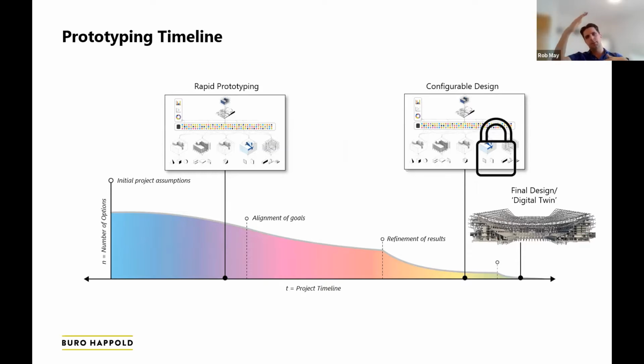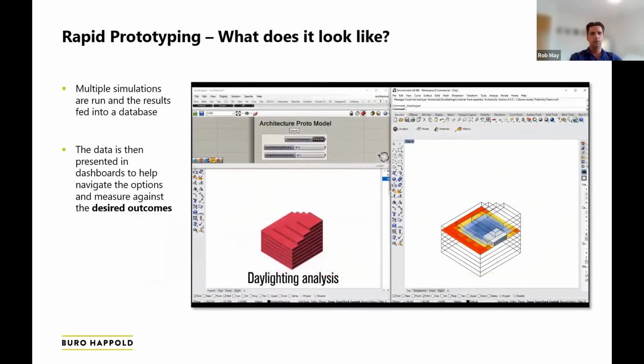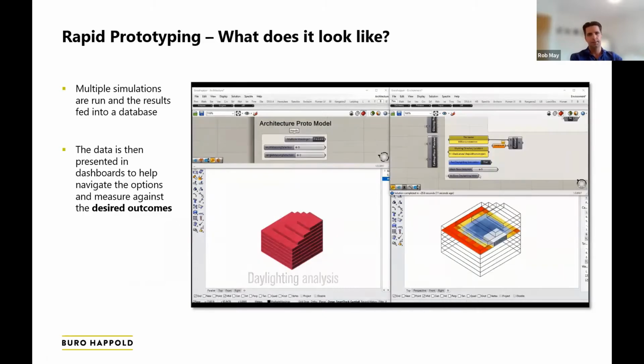You apply these rapid prototyping principles and test each one of those iterations to the point where you're getting down here where there are fewer options, until you get right to the very end of the design process, and you effectively end up with what you could call a digital twin, which is the BIM model, and something that then can be taken for construction. What does it look like then, that rapid prototyping piece?